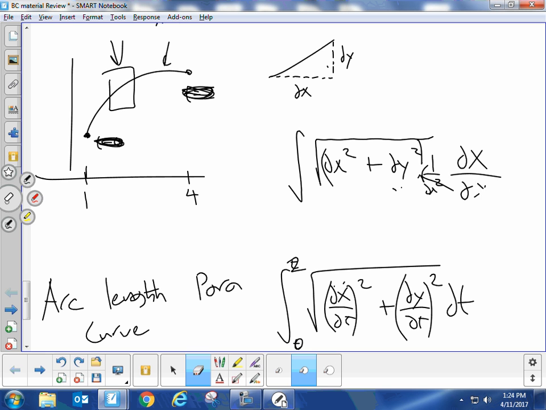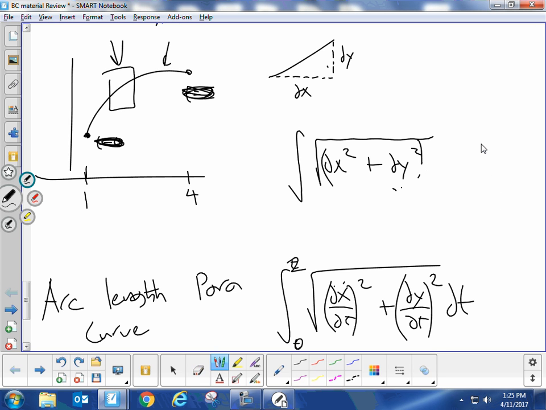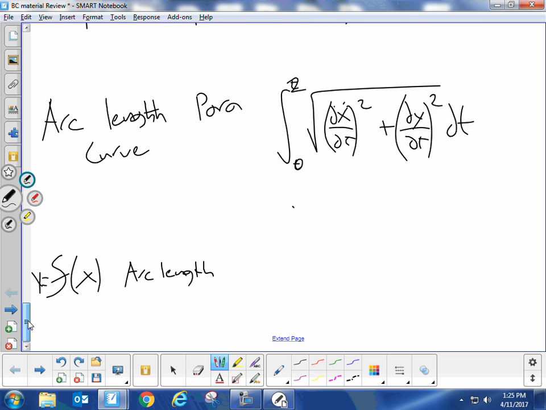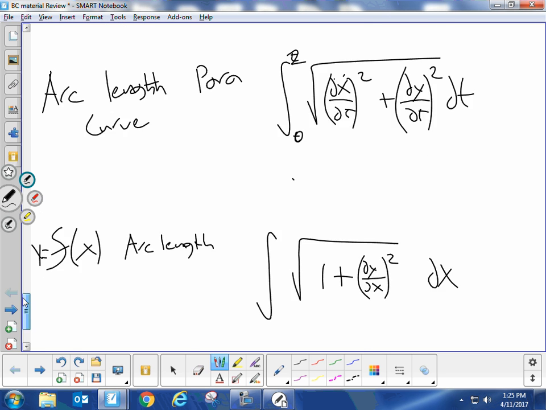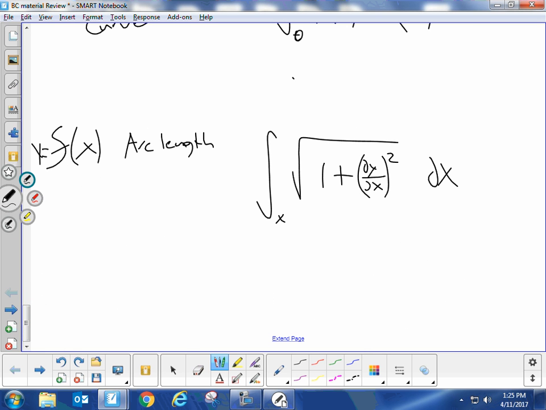And now if I distribute that 1 over dx squared, watch what happens. I'd have the dx on the outside. This would be dx over dx squared, and this would be dy over dx squared. Well, dx over dx is just 1, and dy over dx is just the derivative, or f prime. So if I have the arc length of a function, we can go from an x value to an x value of the square root of 1 plus dy dx quantity squared with respect to x. And now I would use x's here and here, or in the example above from 1 to 4.